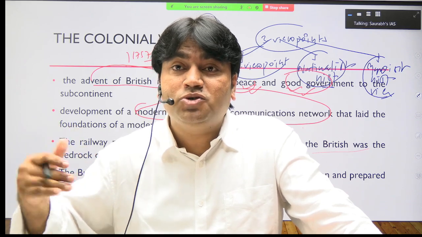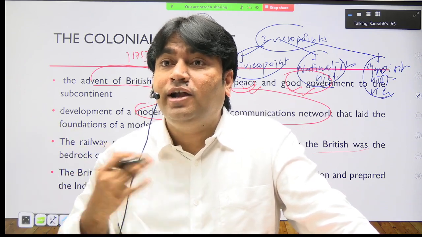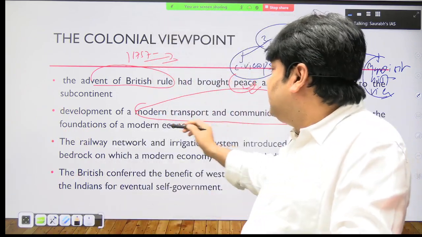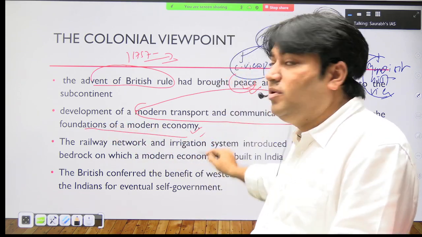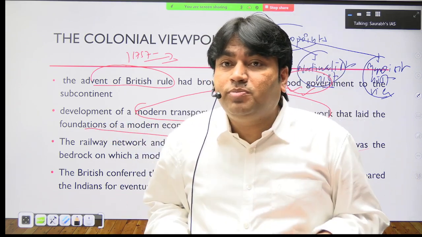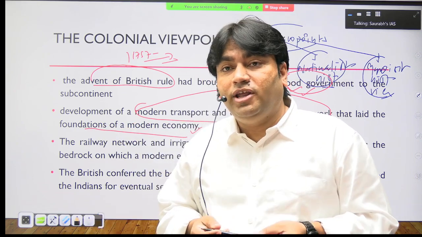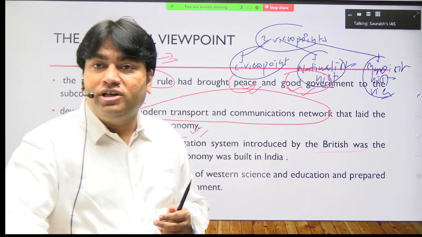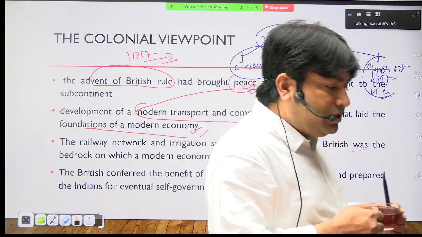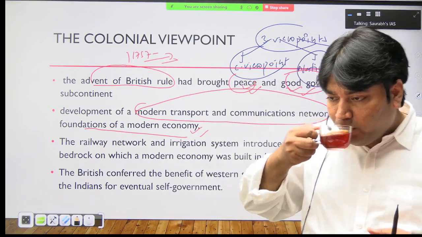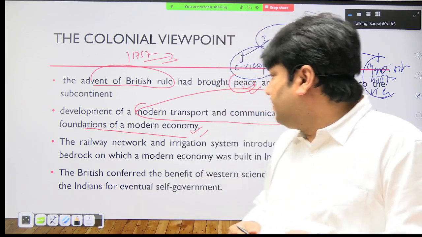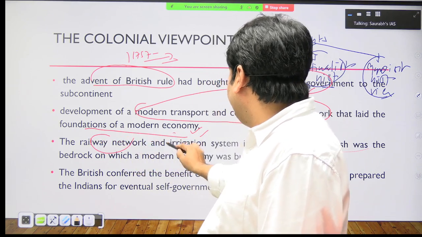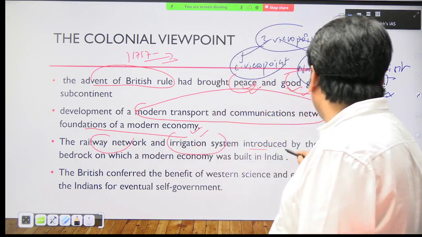So colonial historians will take reference that what did we do in India? We developed railways, we developed physical infrastructure, right? And this laid the foundations of a modern economy for India. It means we, the British people, laid the foundation of modern economy in India. This is the colonial viewpoint. Okay? The colonial historians are claiming this, that the British laid the foundation of modern economy in India.